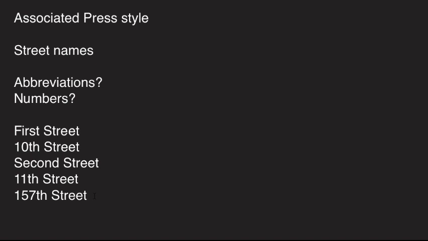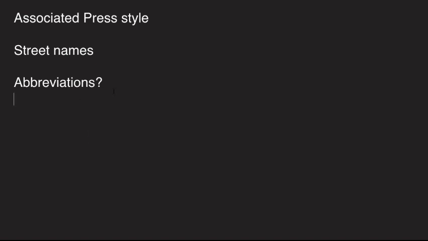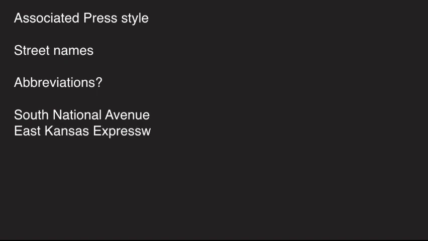What about abbreviations? If we're only talking about a street name, you never abbreviate any part of the name unless it's an address, unless it has a number with it. So things like South National Avenue, East Kansas Expressway, Gulf Street, any of those words, road, circle, drive, court, anything that would designate a street, spell it out. Don't abbreviate avenue, don't abbreviate street, don't abbreviate boulevard, don't abbreviate any of it. That's for street names, so that's pretty easy to remember.